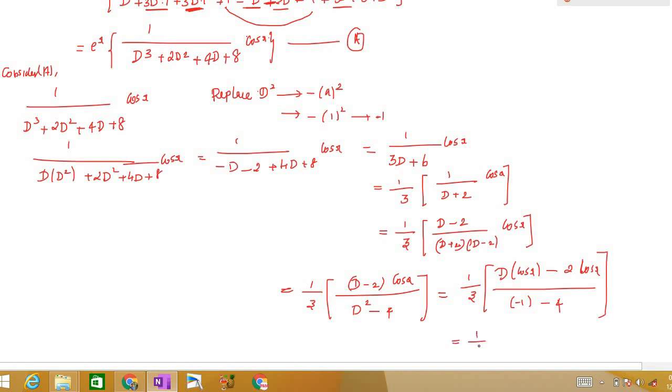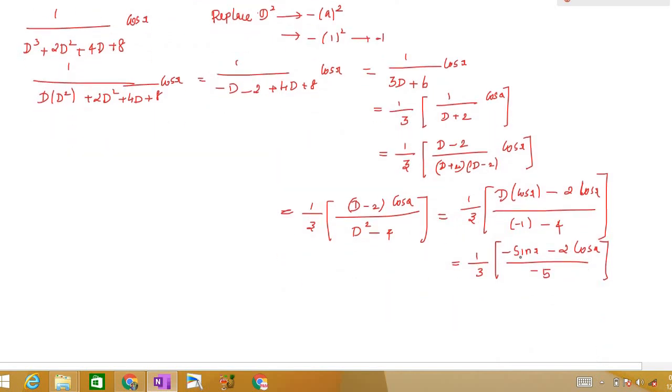So this will be 1 by 3. The derivative of cos x is minus sin x, minus 2 cos x, divided by minus 5. If I take minus outside the numerator, we'll have 1 by, so 5 threes are 15. We take minus outside here, and this minus will get cancelled. So we have sin x plus 2 cos x.